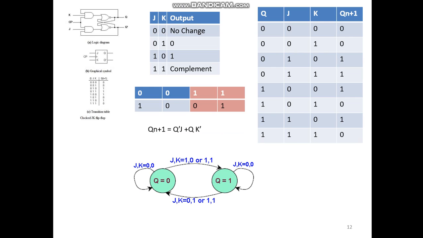Second one, for the input of 0, what is the output? For input of 1, what is the output? Like that it is defined. Then using the K-map, we derived the characteristics equation.